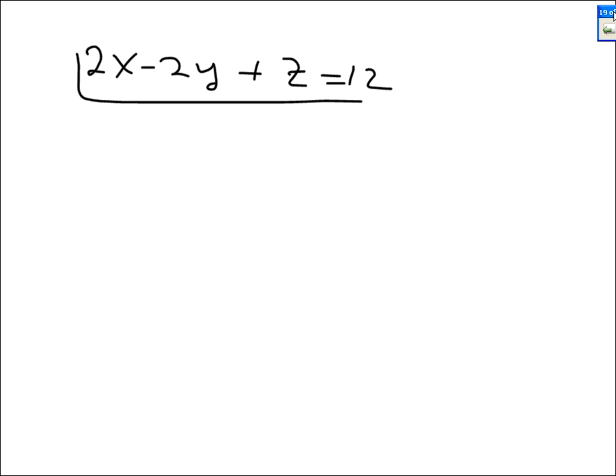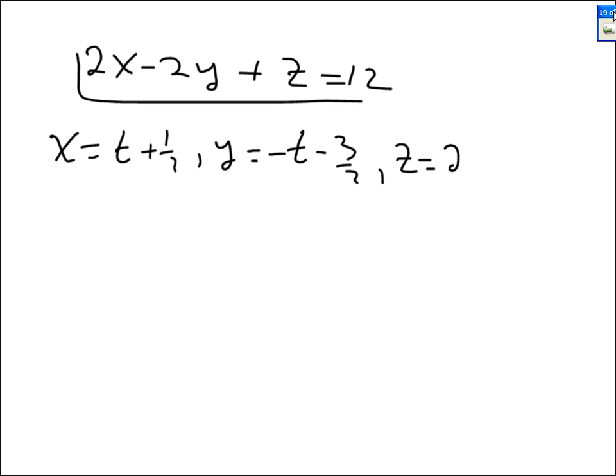So here is the equation of our plane. 2x minus 2y plus z is 12. That's the equation of the plane. And here's the equation of a line in parametric form. X is t plus a half. Y is negative t minus 3 halves. And z is 2t minus 1.